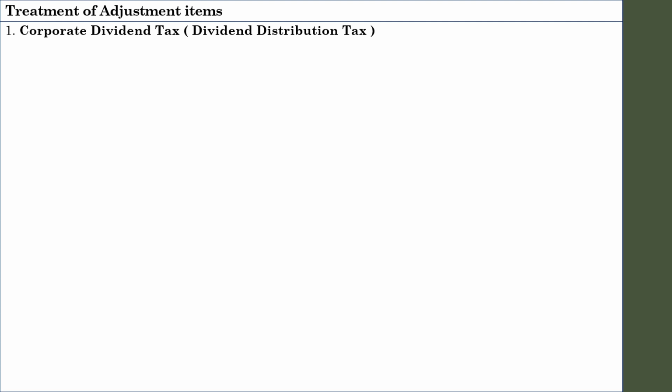From the term itself, we can easily identify the meaning of that particular item. It is a tax item. Tax is a sort of expense. For what do we have to pay the tax? For the dividend. So corporate dividend tax means the tax paid by the corporate for the dividend provided to its shareholders. That is known as corporate dividend tax.